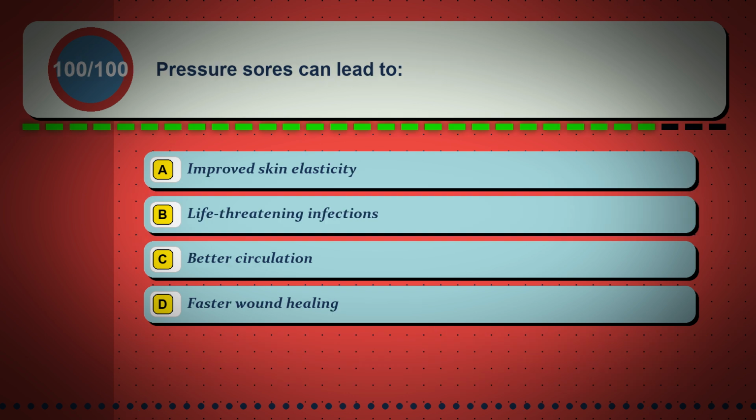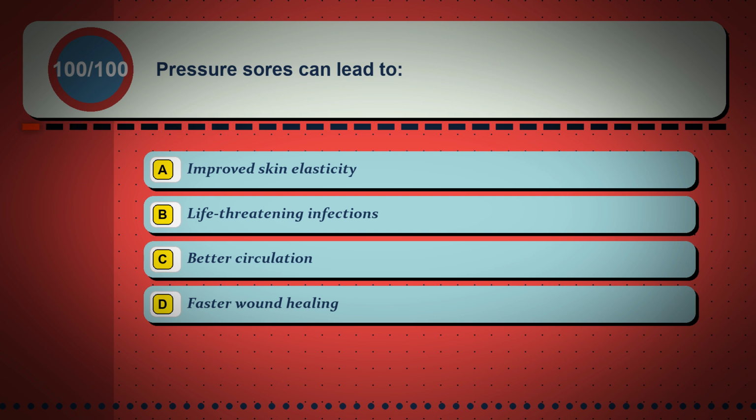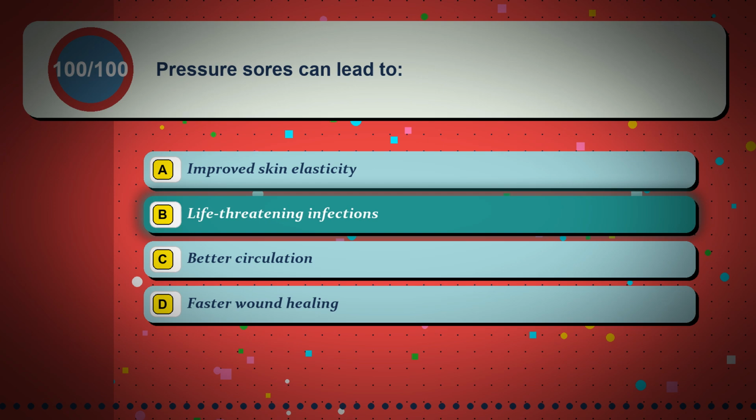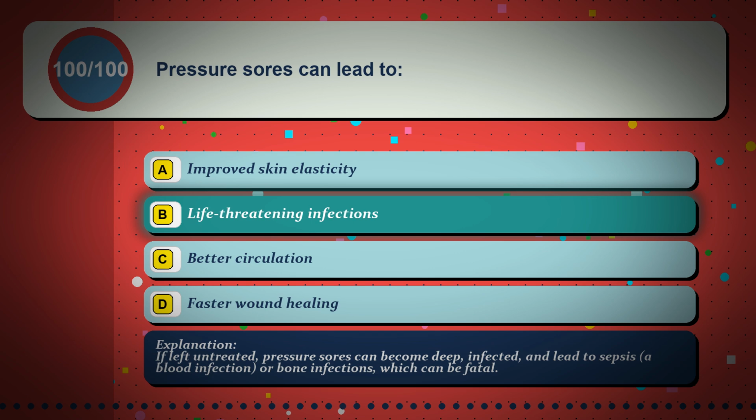Question 100. Pressure sores can lead to: Option A, improved skin elasticity. Option B, life-threatening infections. Option C, better circulation. Option D, faster wound healing. The correct answer is option B, life-threatening infections. If left untreated, pressure sores can become deep, infected, and lead to sepsis, a blood infection, or bone infections, which can be fatal.